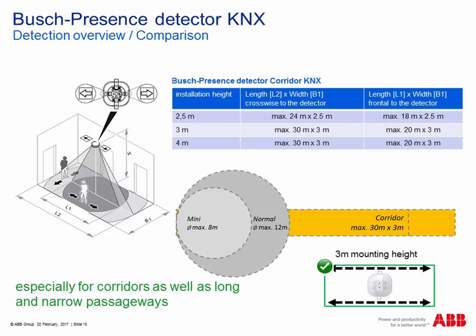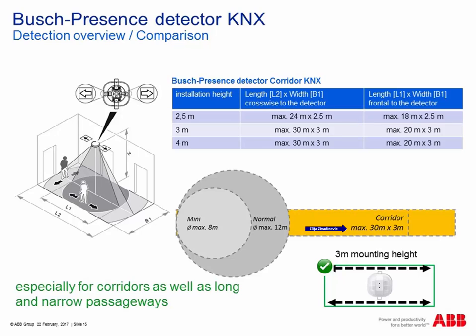Here is a small schematic about the detection range. Here is a Mini, here's a normal size. You can see it is a circle, so it's a round detection range. Here's a corridor. Because of the application, it's more a rectangular detection range. Here we are talking about a maximum of 30 meters in length and 3 meters in width.